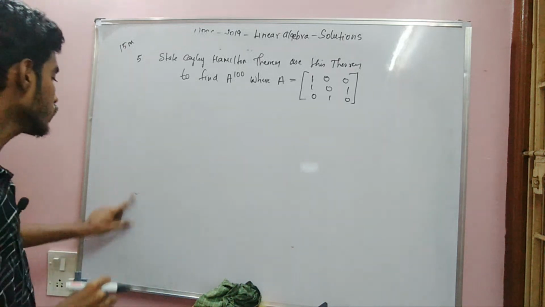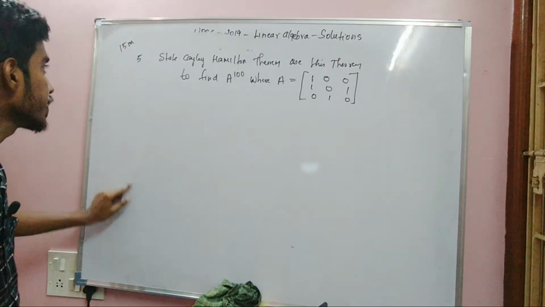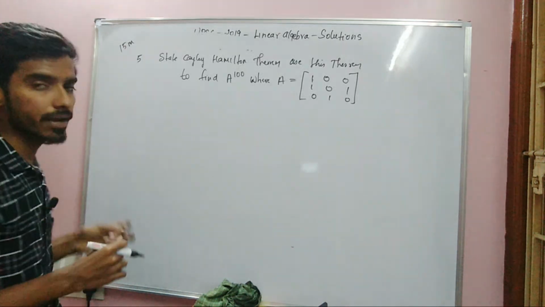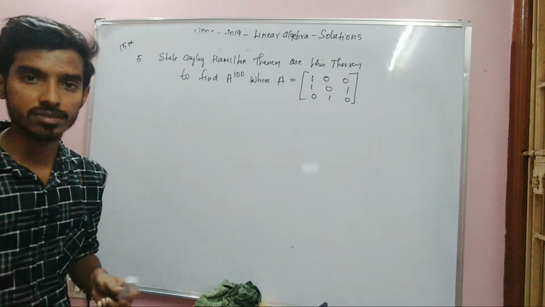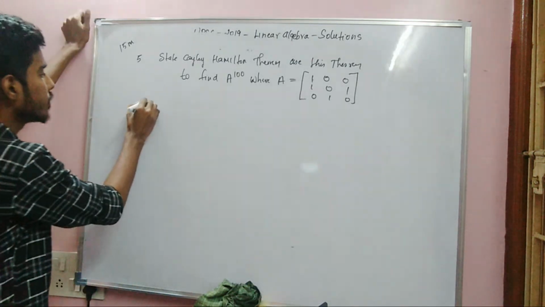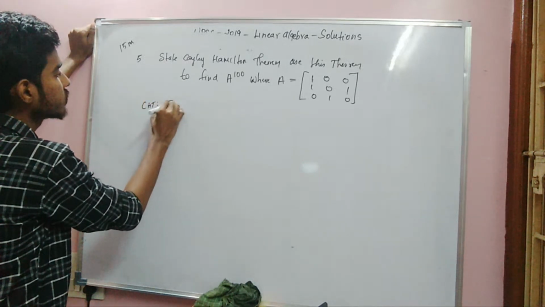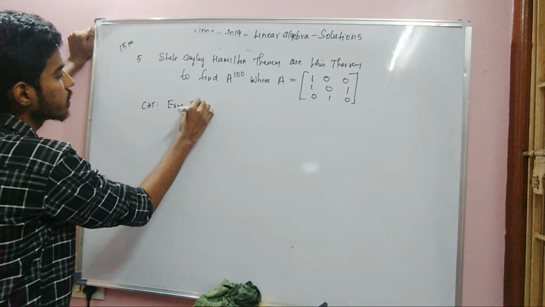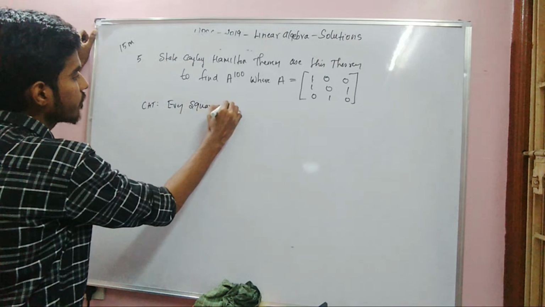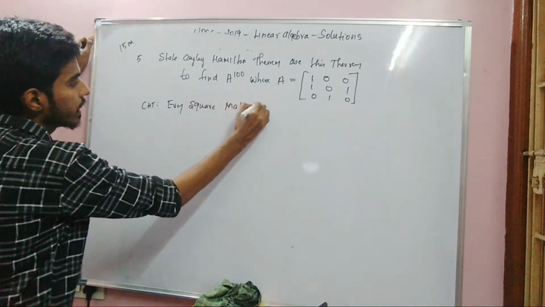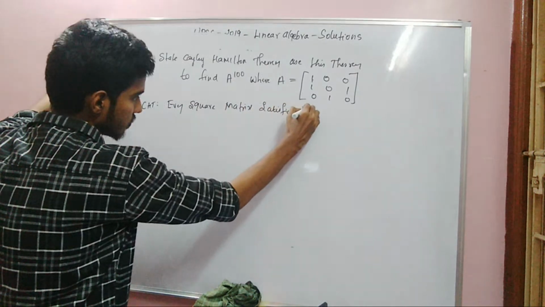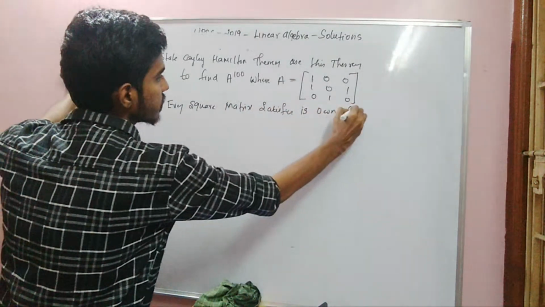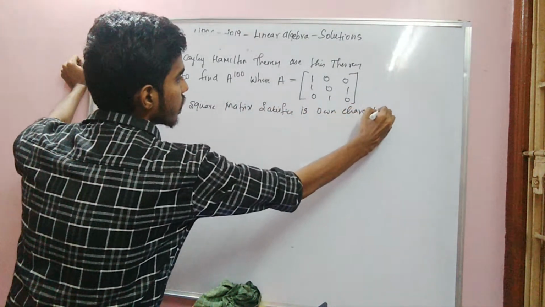So first we need to state Cayley-Hamilton theorem, right. What does Cayley-Hamilton theorem say? Every square matrix satisfies its own characteristic equation. That is what Cayley-Hamilton theorem says, right. So I already explained this in the playlist. So every square matrix satisfies its own characteristic equation or characteristic polynomial.